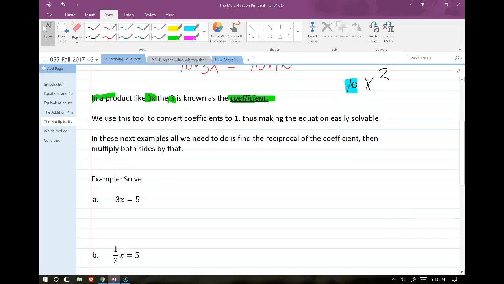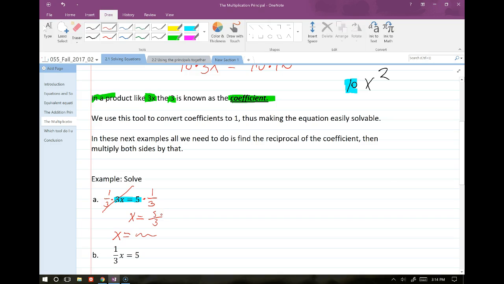The way that we use this is we take variables that have coefficients like this 3x down here, and we basically turn that coefficient into a 1. Just like in the last example, by the time we get to the last step, it's going to say x equals some stuff, a number preferably. So what can we multiply both sides of this equation, 3x equals 5, by to give us a 1 in front of the x? 1/3. Exactly, the reciprocal of the coefficient. So 1/3 times this side and 1/3 times this side. The 3s will cancel, and on our next line we get x equals 5 times 1/3, which is 5/3.